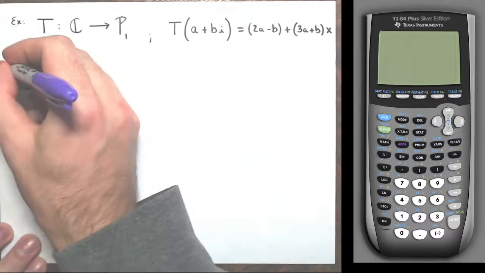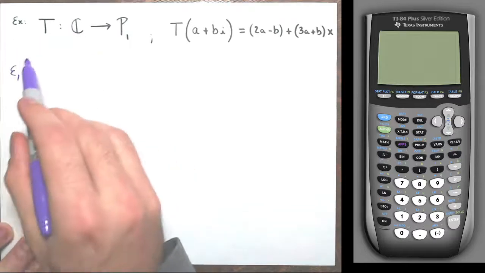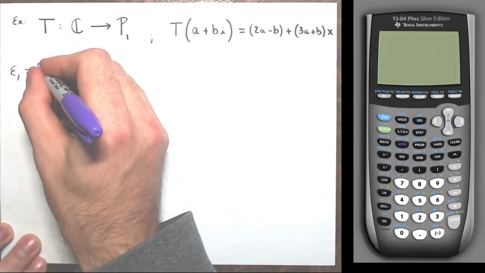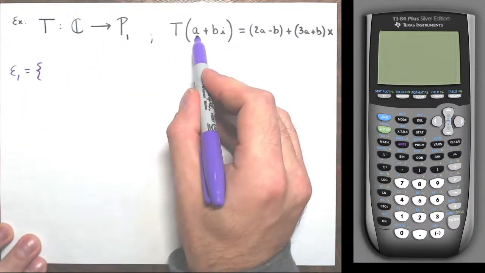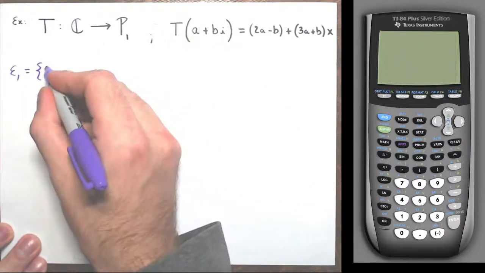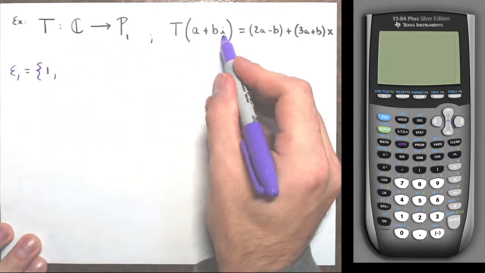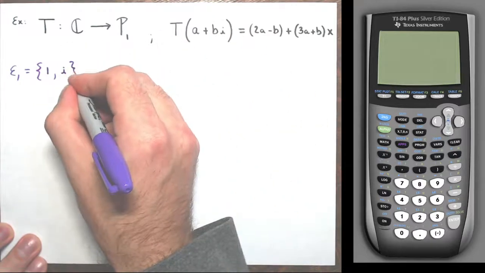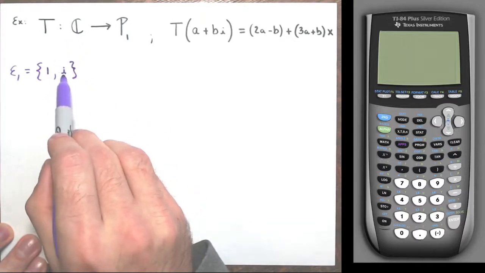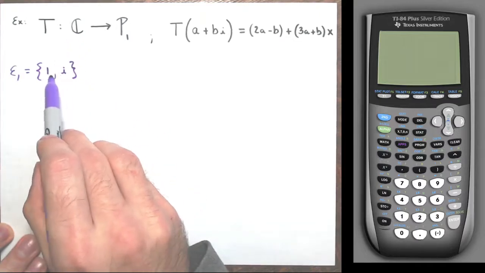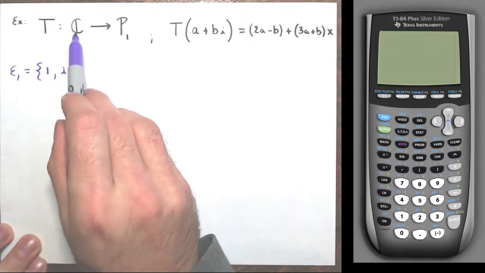I'll call E1 the standard basis for the complex numbers. Every complex number is written as a number times 1, some constant, plus a number times i. So every complex number is a linear combination of these two, and these two are independent. All right, so there's your standard basis for the complex numbers. The complex numbers are dimension 2.